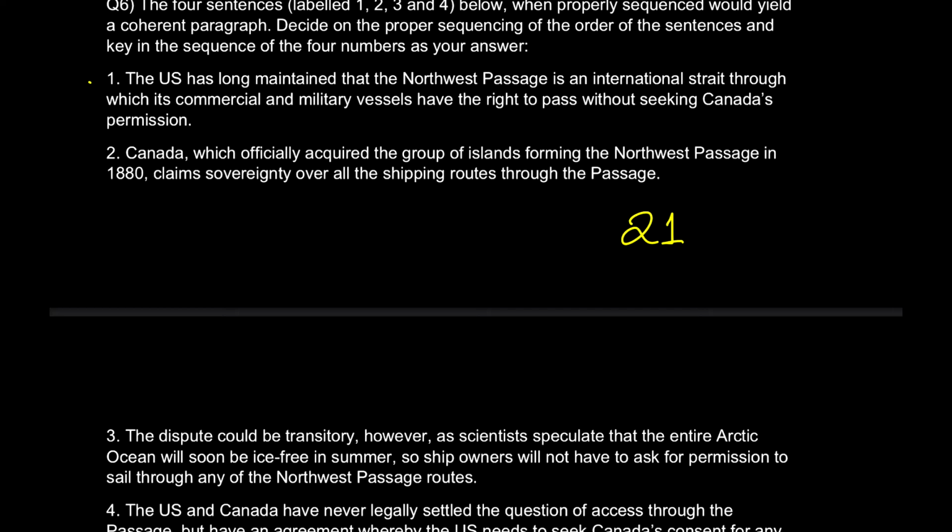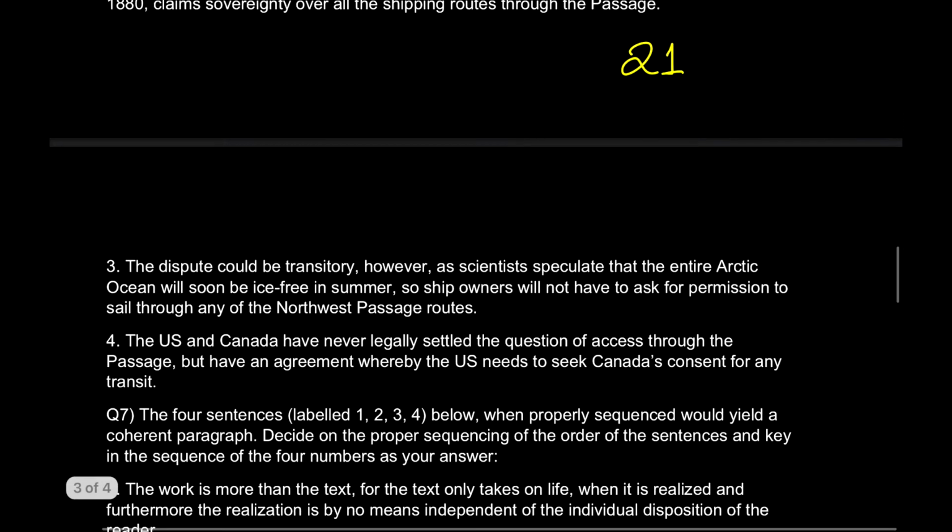So this is quite understood that one follows two. All right. Two mentions that Canada claims ownership of the passage, and one mentions the counter claim of the US. Okay. Now we have to find out the other pair and how that pair combination will work. Let's read the 3 and 4.